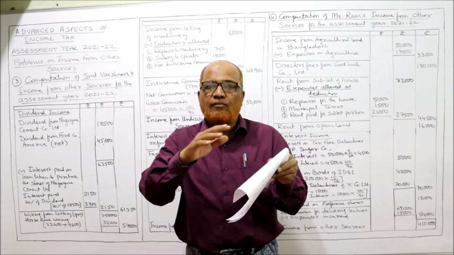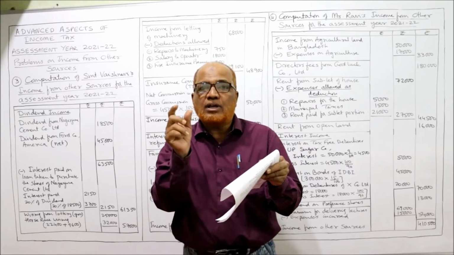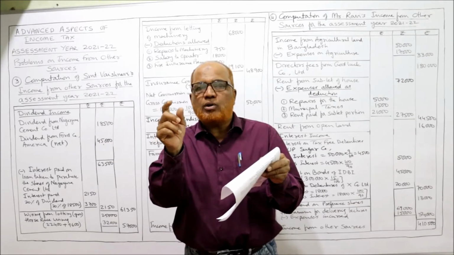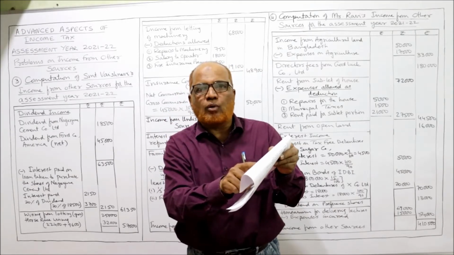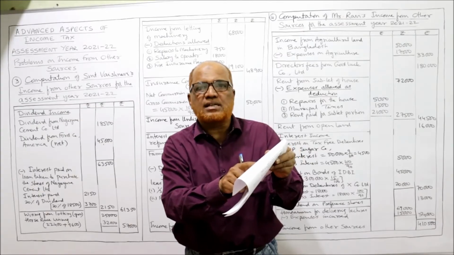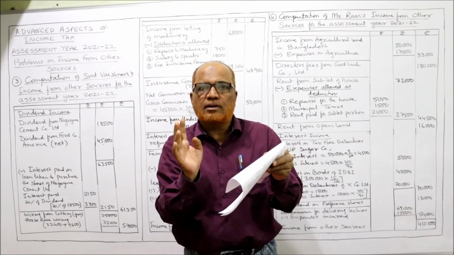So what do we have to do? We have to add back the TDS. We want the gross amount. The gross amount is equal to net amount plus TDS. Net amount 22,400 and TDS 9,600. We add up both, right?